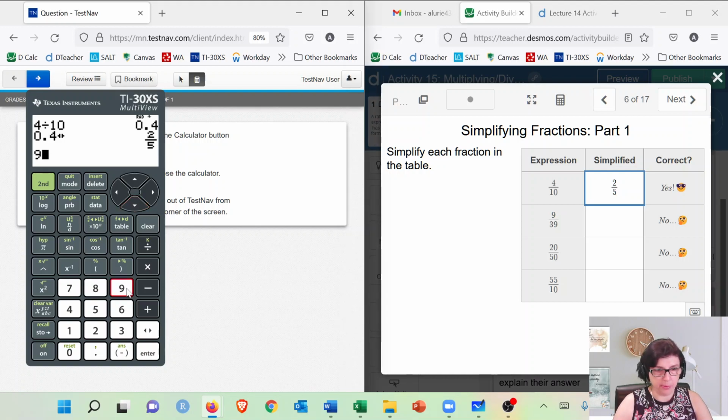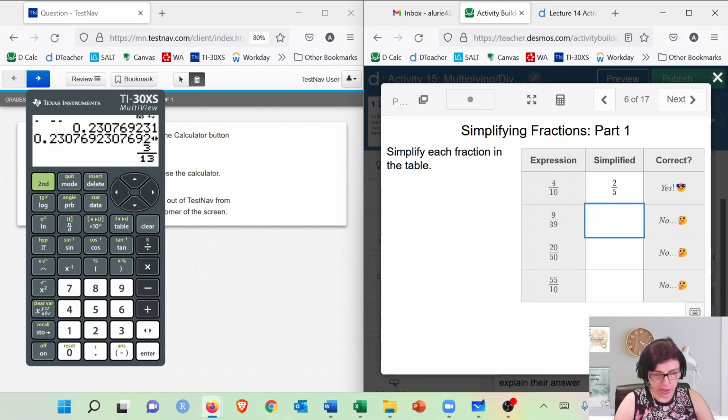So let's say I want to simplify 9 divided by 39. So I enter that. It gives me some ugly decimal. That's not what I'm after. I want a simplified fraction. So I'm going to press that double arrow thingy, and it tells me that's the same as 3/13.